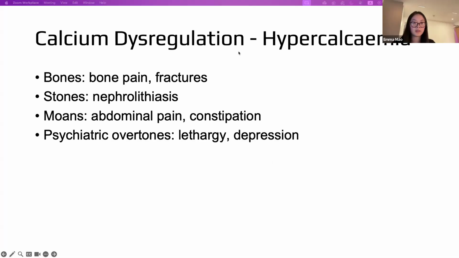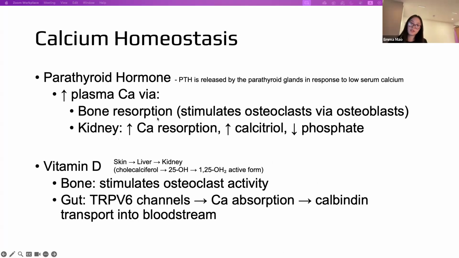And then high calcium is bones, stones, moans, and psychiatric overtones. So bone pain, nephrolithiasis, so kidney stones, abdominal pain and constipation, and then also just tired, slightly depressed. Control of calcium includes the parathyroid hormone. So parathyroid hormone is released from the parathyroid glands in response to low serum calcium.